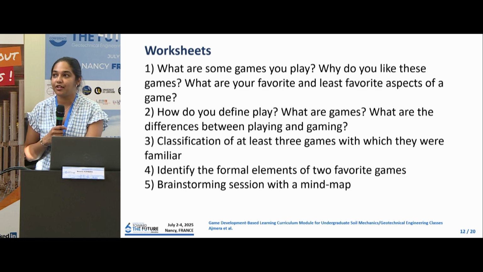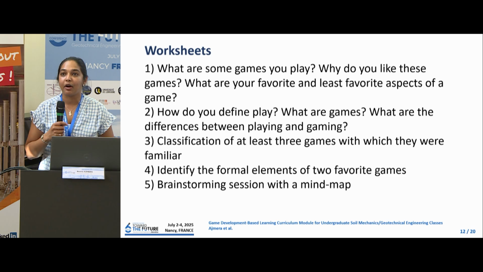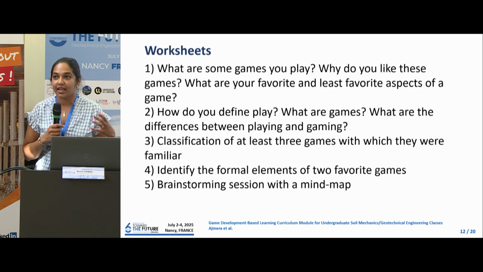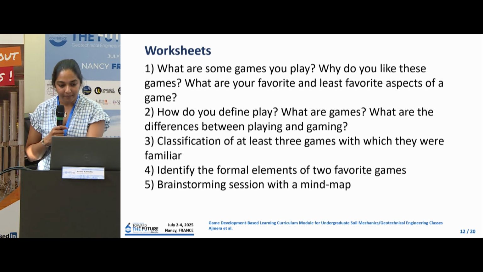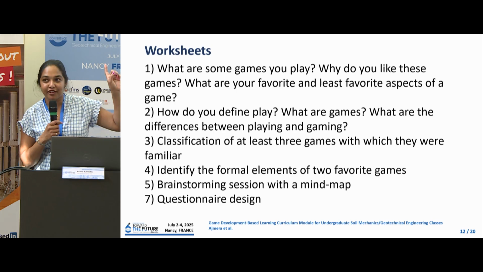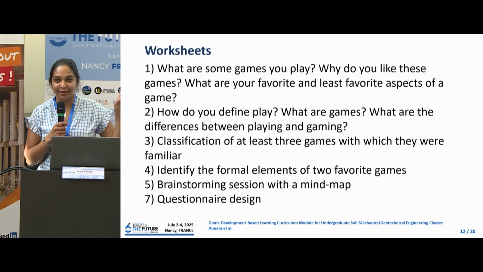And then that led to a brainstorming session where they had to create a mind map that talked about all the formal and dramatic elements that they would incorporate into their game. Number 6 is intentionally missing. We'll come back to that one in just a little bit.